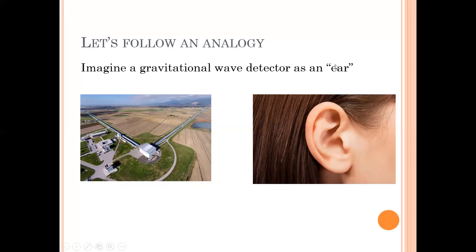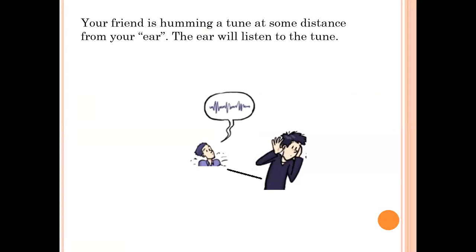No? Perfect. So now I want you to imagine the gravitational wave detector as an ear. Okay, it is an ear. And now I will repeat the analogy of yesterday, because this will be the basis of all our narrative today. So your friend is humming a tune at some distance from your ear, and the ear will listen to that tune. So you will be able to identify your friend singing.